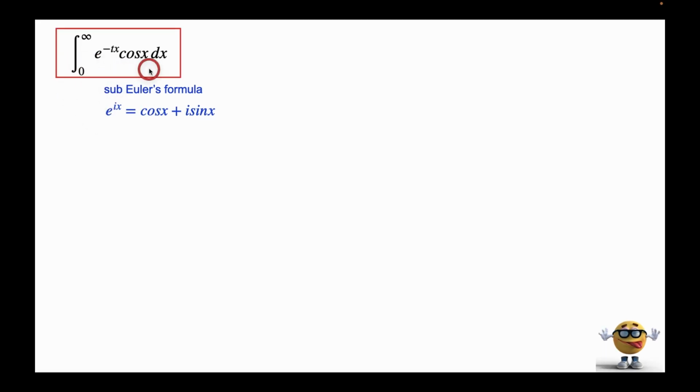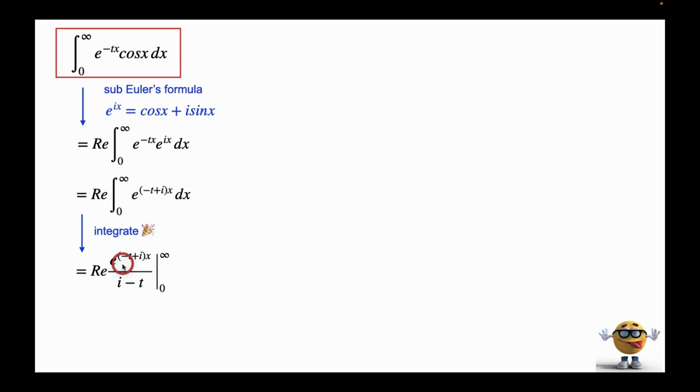Okay, so cos x is the real part of e to the ix. Sine x, this part, is the imaginary part. So we can substitute this in, and the integral becomes the real part of e to the negative tx times e to the ix, which is super cool because we can add these exponents together. This is like our friend to integrate, and it becomes the real part of e to the (negative t plus i)x divided by i minus t, from 0 to infinity. Now, we've got to evaluate this integral and get the real part from it.